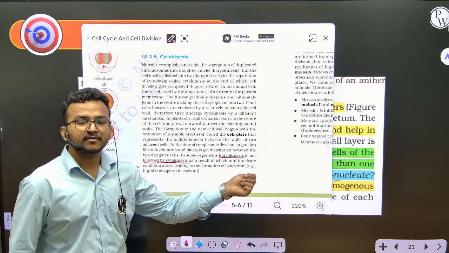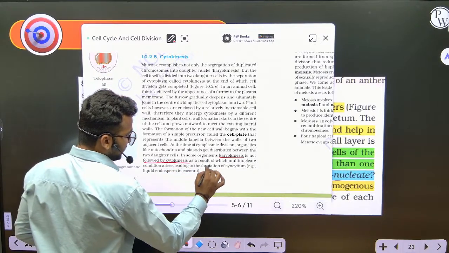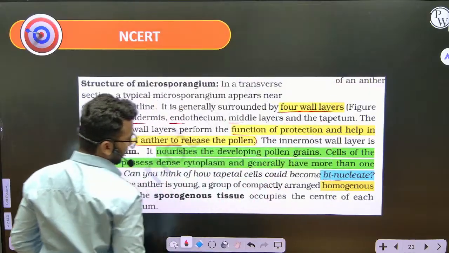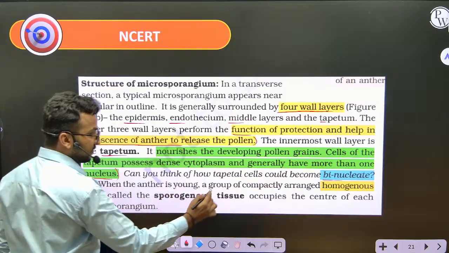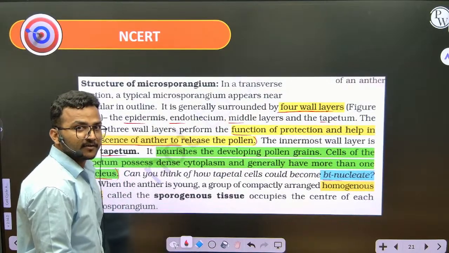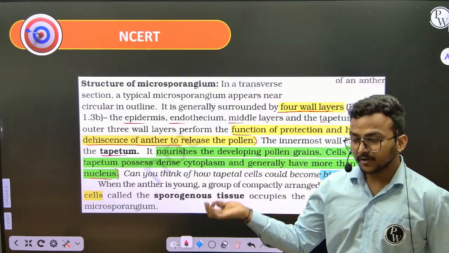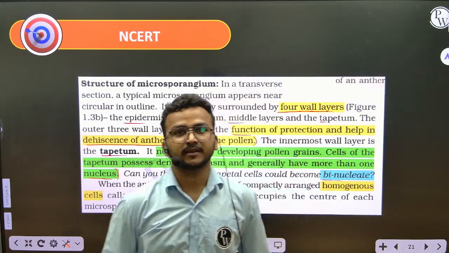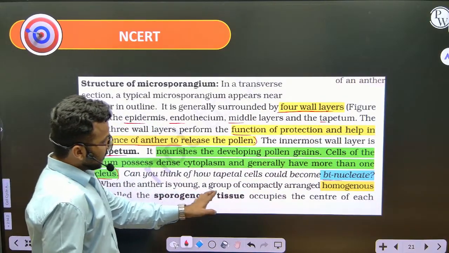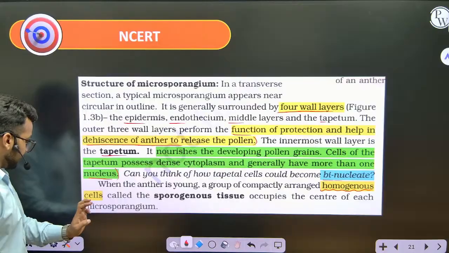So karyokinesis is not followed by cytokinesis. As a result, it becomes a multinucleate condition. The same thing we see in the case of tapetum cells. Can you think how tapetal cells could become binucleate? We already linked it to the concept where karyokinesis is not followed by cytokinesis, so that's why it forms the binucleate stage. And within that you will find homogeneous cells of sporogenous tissue.